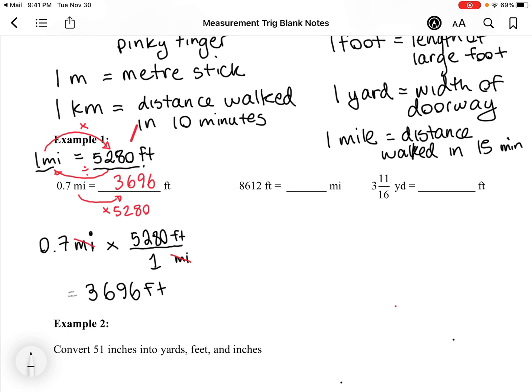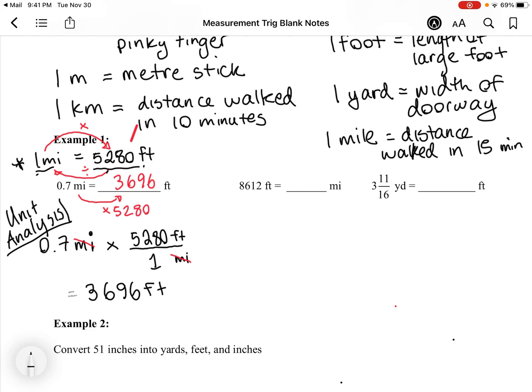Now, if we're looking at this second one, 8,612 feet, and we want to go to miles, of course, you can just look at this over here and say, this time I'm going from feet to miles, so when I go back to the number 1, I have to divide. So you could absolutely divide by 5,280, but I do want to show you unit analysis. I'm just going to write unit analysis here.